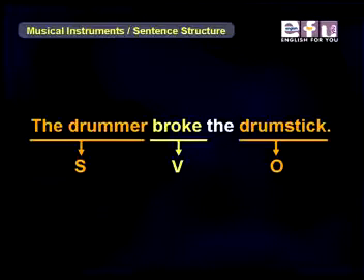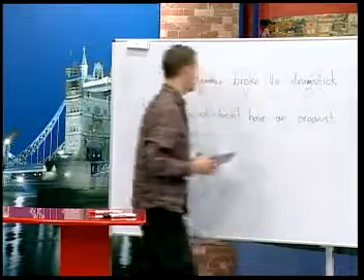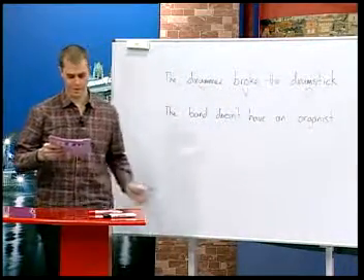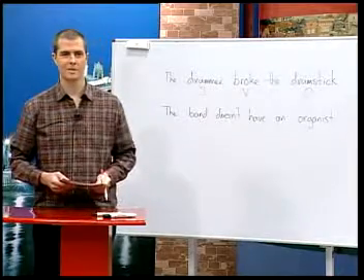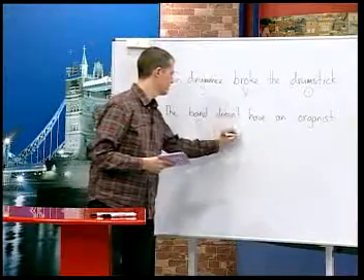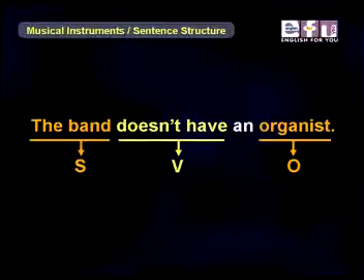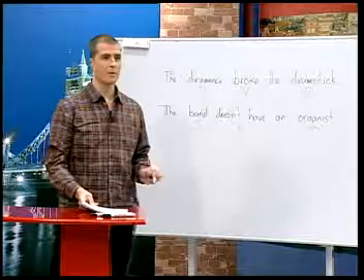Okay, now let's do another one. The band doesn't have an organist. Rosa, what's the subject? It's band. Good. Lewis, what's the verb? Doesn't have. And Monica, what's the object? Organist. Excellent. Organist, person who plays the organ. Very good. I think you know this pretty well.